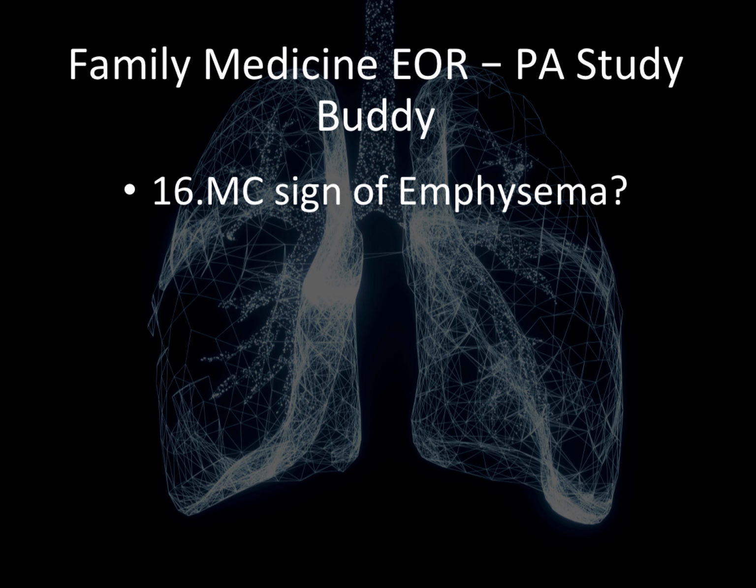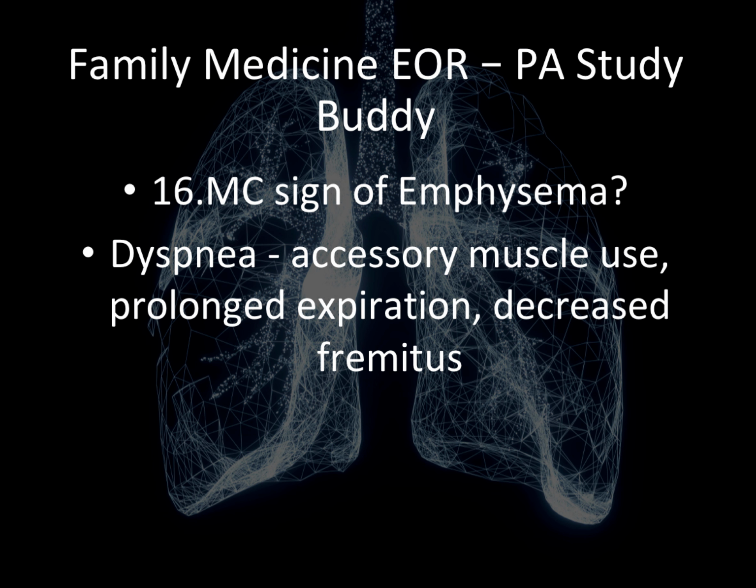Most common sign of emphysema. The most common sign of emphysema is dyspnea, with accessory muscles being used, prolonged expiration, and decreased fremitus. They may also give you a stem saying the patient has dyspnea, and while performing a physical exam, you notice a decrease in fremitus. What is the most common cause? That should be emphysema.